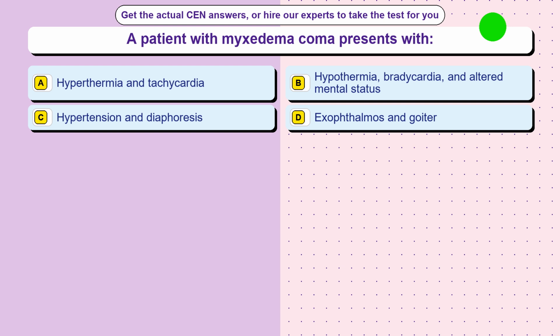Question 20. A patient with myxedema coma presents with Option A, hyperthermia and tachycardia, Option B, hypothermia, bradycardia, and altered mental status, Option C, hypertension and diaphoresis, Option D, exophthalmos and goiter.